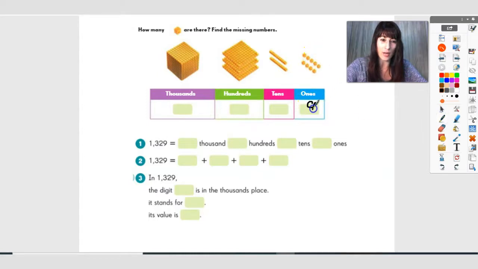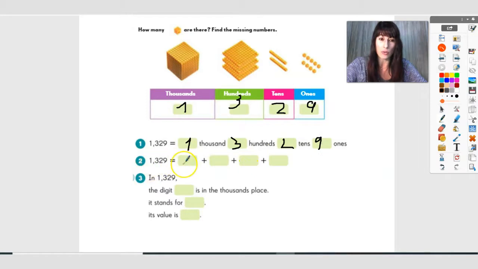I have 9 ones. How many tens? We have 2. How many hundreds? We have 3. And how many thousands? I only have 1. All right, so the number is 1,329. So I have 1,000, I have 300, 2 tens, and 9 ones.